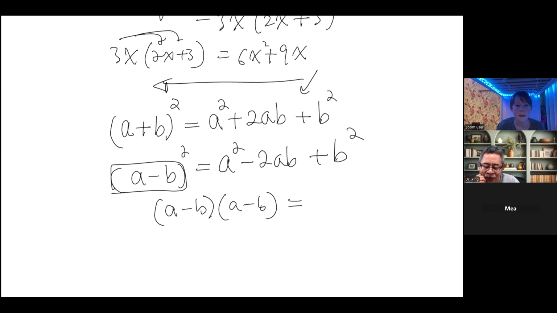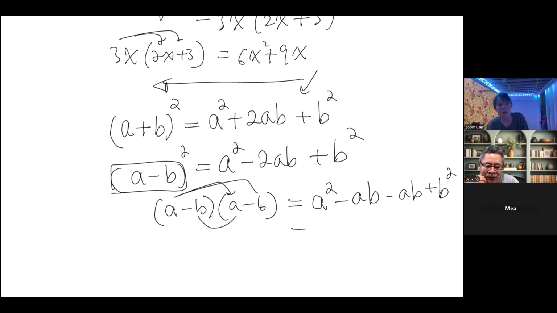Then we can use the distributive property. We got a squared, and a times negative b is negative ab, and this times negative ab, then negative times negative is positive. So that's why it's add. That gave us a squared minus 2ab plus b squared. Okay, so we have that.